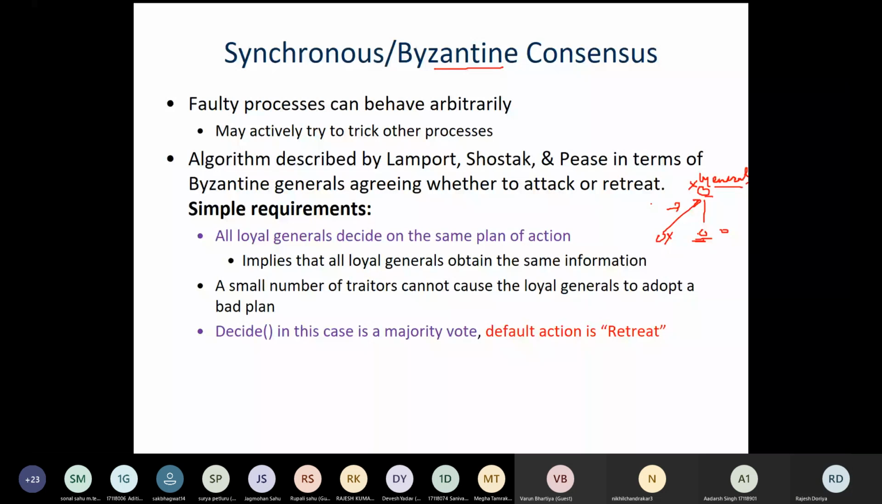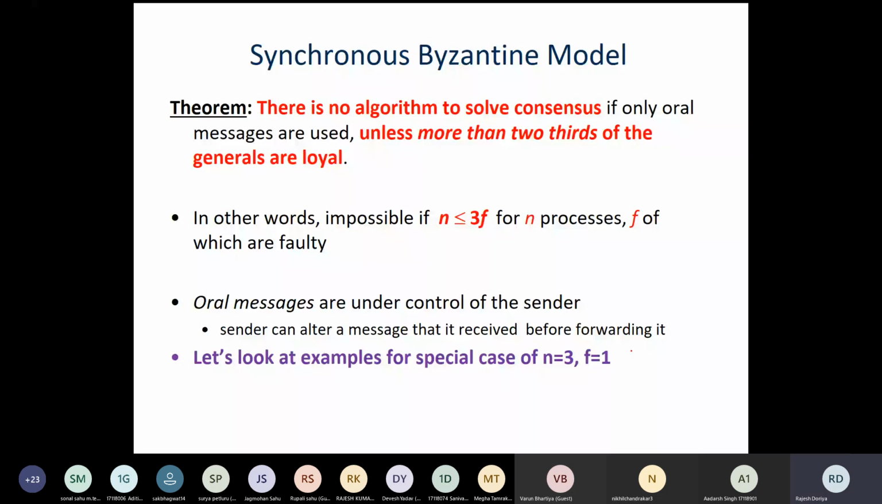The decide function in this case is going to be the majority. We are also going to have one more thing called a default action, and in this case, if the consensus is not derived, then we can consider retreat as an option. Let us see what happens in this case.